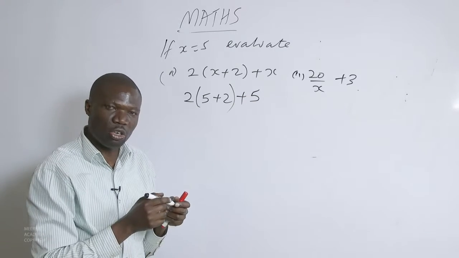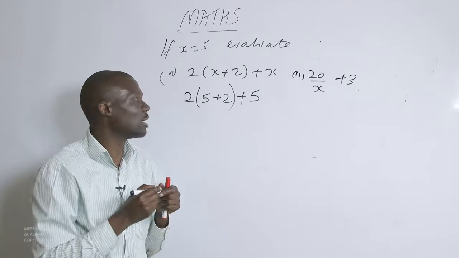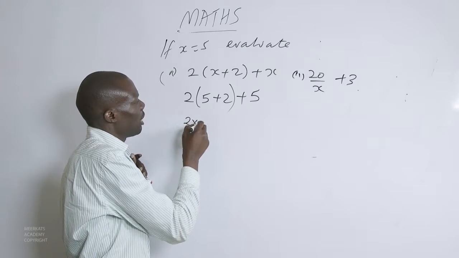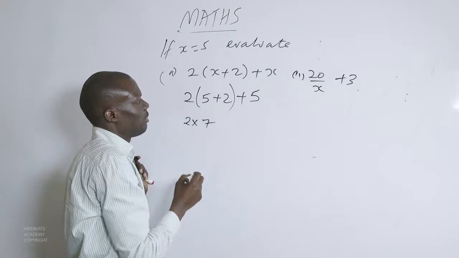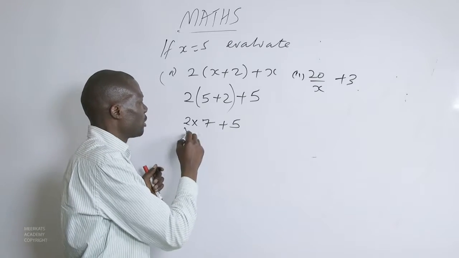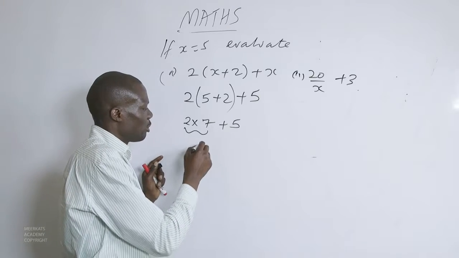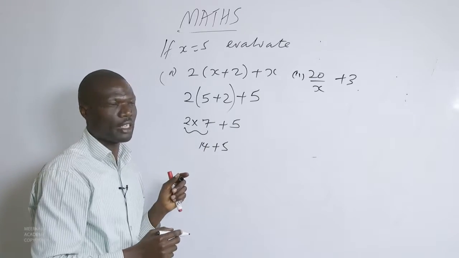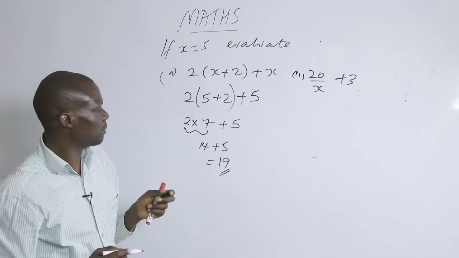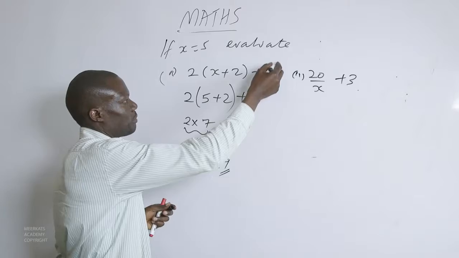Now, we shall not start multiplying or removing the bracket, but we deal with what is inside the bracket first, which is 5 plus 2. So this is the same as 2 multiplied by 7, and then plus 5. Using the order again, we shall resolve here first before we add 5. So 2 times 7 is 14, and then plus 5. So you find that our answer becomes 19. So we are able to simply substitute and maintain the order of operations.